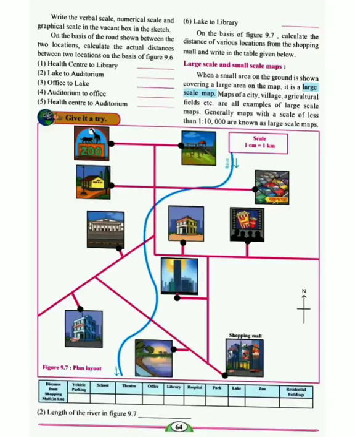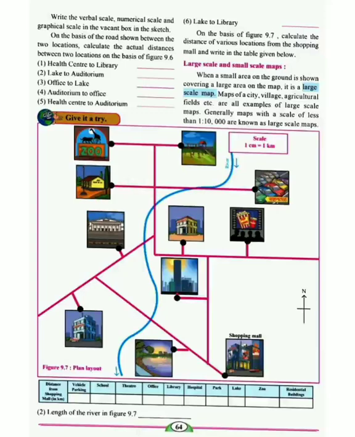Then you have to find office to lake. So where is the office and where is the lake? Can all of you see it? Auditorium to office. So that is how you have to find the distances. You have to calculate the actual distances, that is, the distance between the two locations, you have to find out.